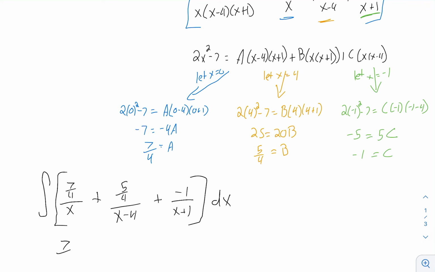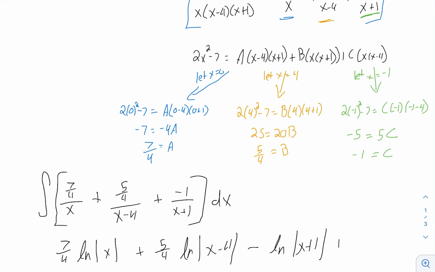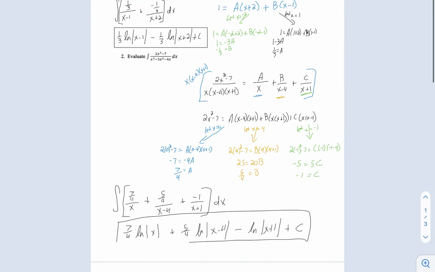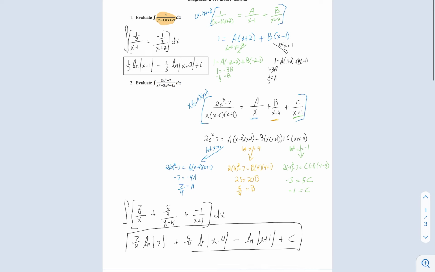So we're going to have 7/4 times the natural log of the absolute value of x plus 5/4 times the natural log of the absolute value of x minus 4 minus the natural log of the absolute value of x plus 1, and then plus c at the end. And that would be your final answer for this integral. All right, so that's your integration by parts. Just keep practicing and working on that process.